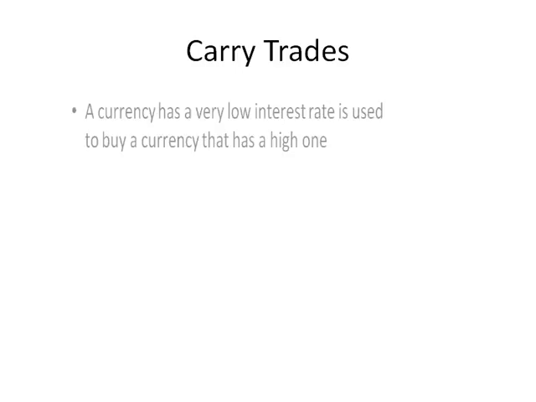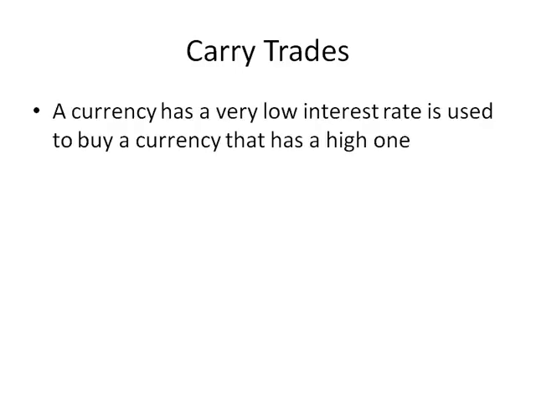The carry trade occurs when you have one currency that has a very low interest rate, which is used to buy a currency that has a high one. So you're basically being charged 0.5% or something like that, maybe 0.1%. But then you use that money to buy a currency which might be paying you 5, 6, 7%.